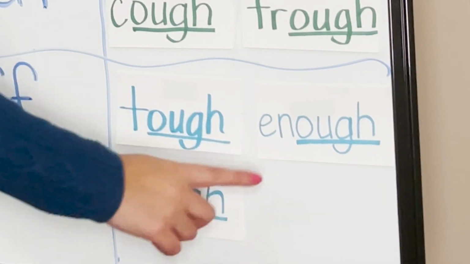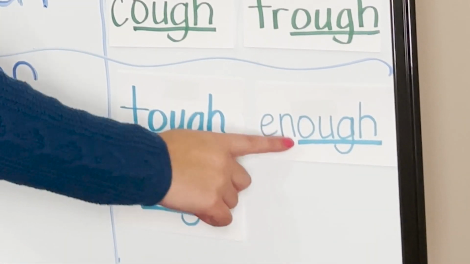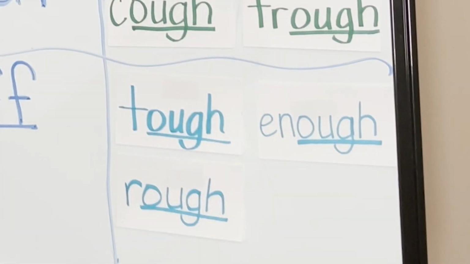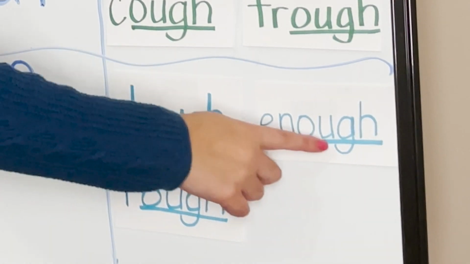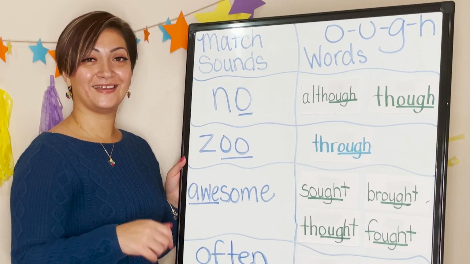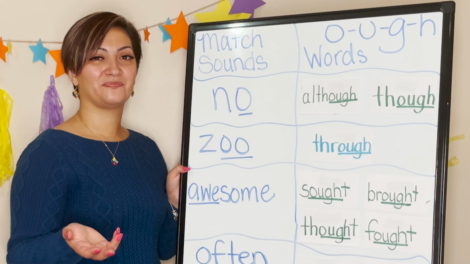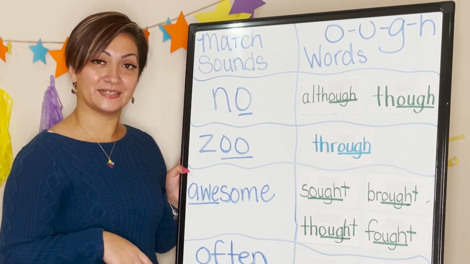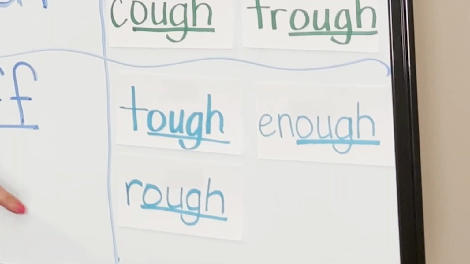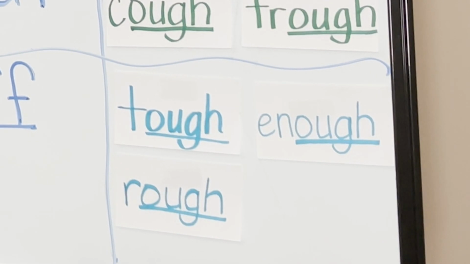All right, next one. We got enough. Enough. Yeah, if you've had enough of something, you don't want any more. I've had enough dinner, thanks. And our last one, remember ough is making that uff sound.